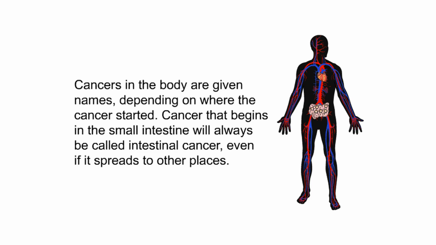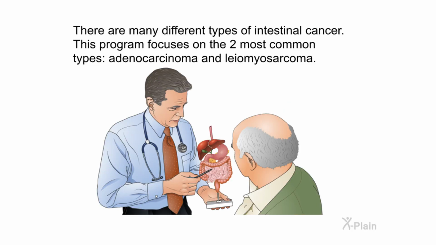Cancers in the body are given names, depending on where the cancer started. Cancer that begins in the small intestine will always be called intestinal cancer, even if it spreads to other places. There are many different types of intestinal cancer. This program focuses on the two most common types, adenocarcinoma and leiomyosarcoma.